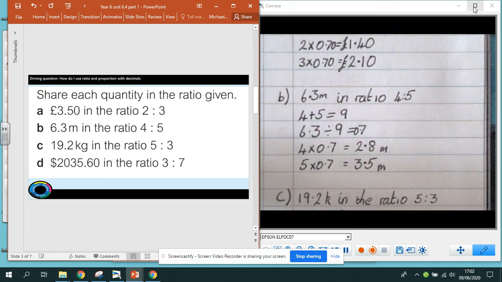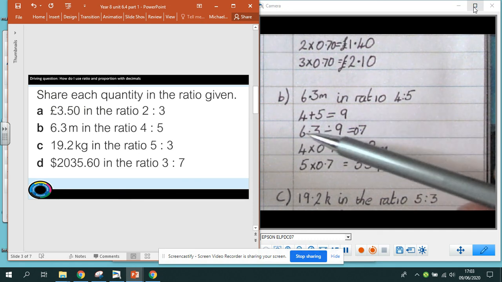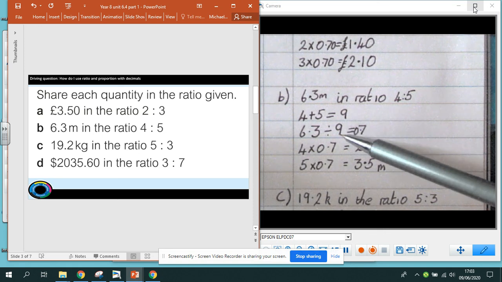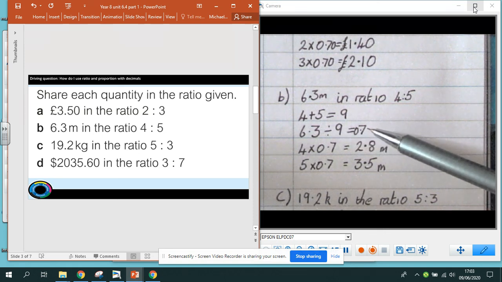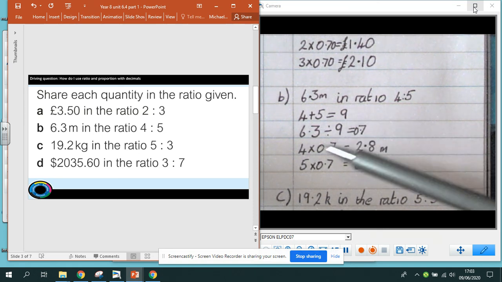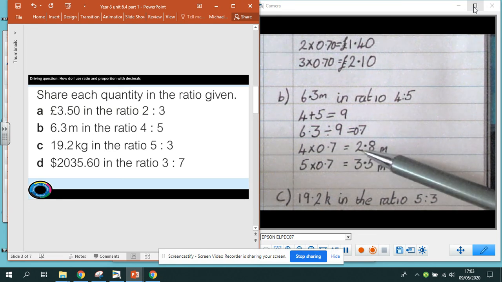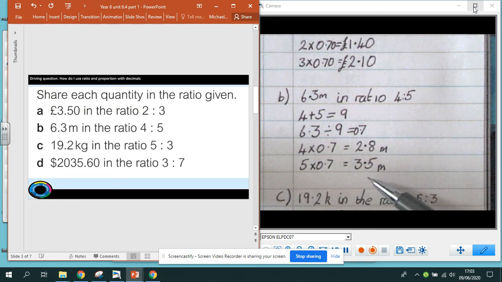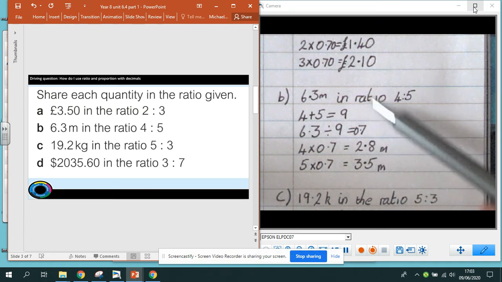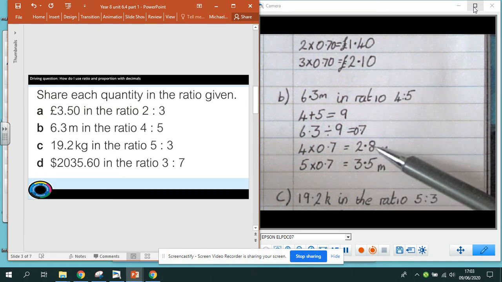The next one, I'm dividing 6.3 meters in the ratio of 4 to 5. 4 plus 5 is 9. 6.3 divided by 9 is 0.7. Again, 4 times 0.7 is 2.8. 5 times 0.7 is 3.5. And again, you don't have to add the numbers together at the end. These are the answers that you require.